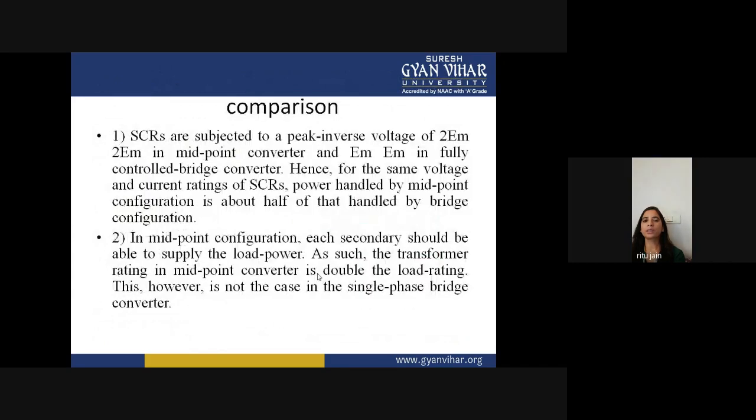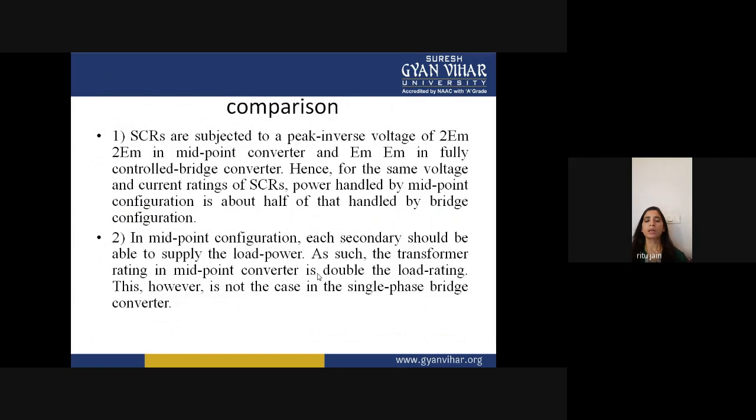Now we can compare these converters to each other. The SCRs in a midpoint converter are subjected to a peak inverse voltage, which is 2 Em or 2 Vm. You can say 2 Vm or 2 Em in the midpoint converter. If you talk about the fully controlled bridge converter, the voltage appearing across the SCRs will be Vm.